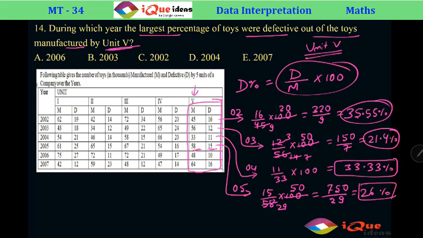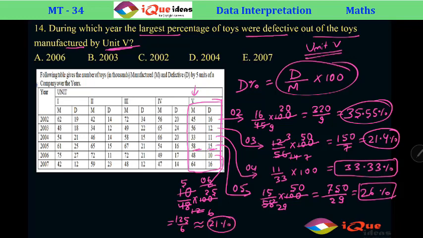Then this next one, 2006, it is 10 out of 48 into 100, right? So 4 cancels 100 25 times, 4 cancels 48 12 times. Then 2 cancels 10 5 times, and 2 cancels 12 6 times. So this will come out to be 25 into 5 is 125 by 6. So this is almost 21%.